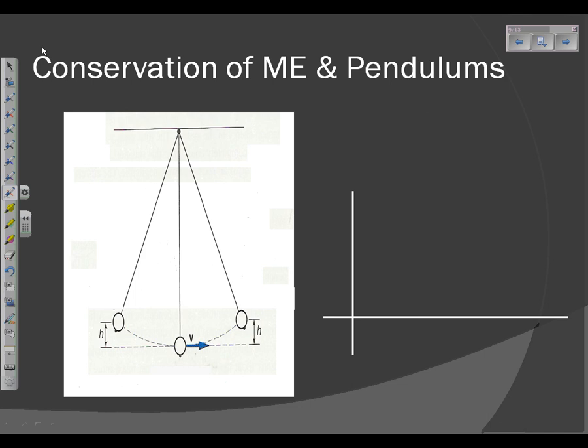Gravitational potential turns into kinetic, right? Then kinetic turns into gravitational potential. What's causing that to happen? Gravity. What do we say about gravity? Gravity is a conservative force. So, hint, theoretically, how much kinetic energy should it have at the bottom of its first swing? The same as the potential energy that it started with.